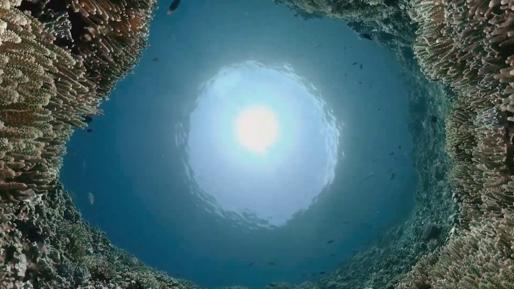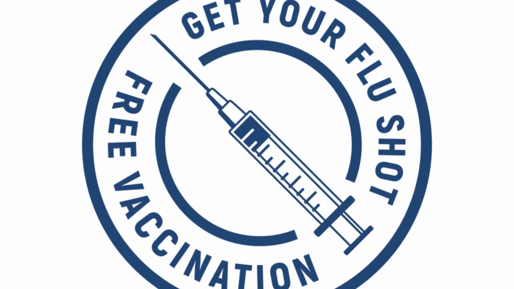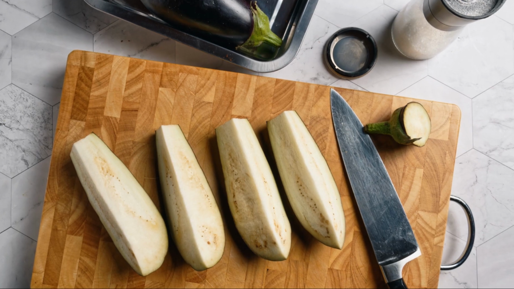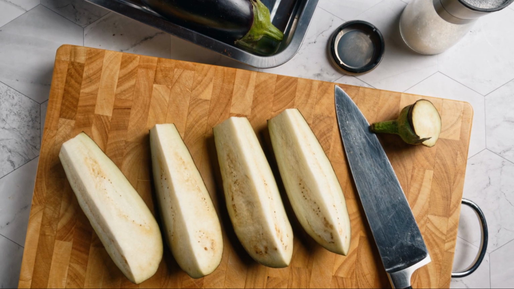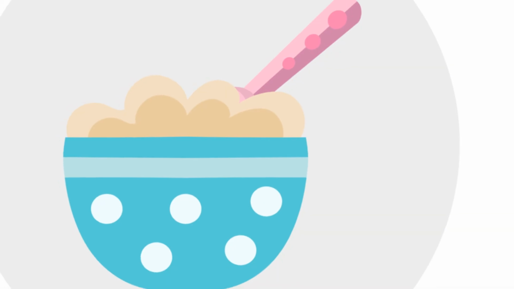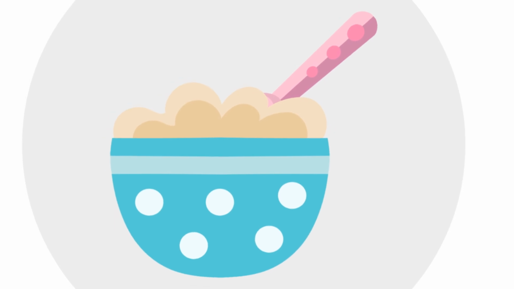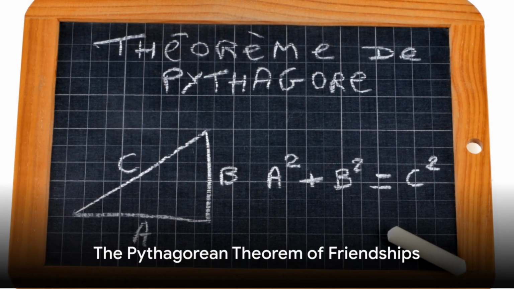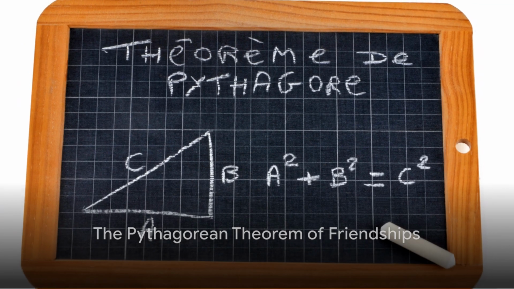So there you have it, folks. The principle of relative annoyance in all its glory. A principle as useful as a chocolate teapot and as scientifically valid as a flat earth convention. Remember, the more annoying you are, the less people will like you. It's just math. Now let's talk about the Pythagorean theorem of friendships.